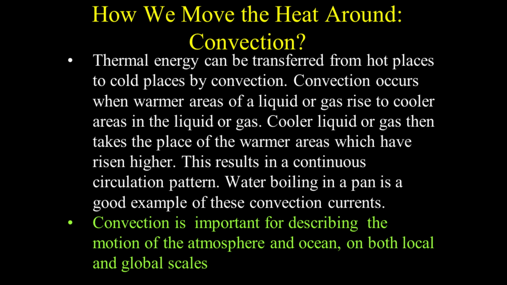Let's talk about another way of moving heat around, which is through convection. Thermal energy can be transferred from hot places to cold places by convection. Convection occurs when warmer areas of a liquid or gas rise to cooler areas in liquid or gaseous form. The cooler liquid or gas then takes the place of the warmer areas, which have risen. This exchange results in a continuous circulation pattern known as convection. Water boiling in a pan is a good example of convection currents. Convection is important for describing the motion of the atmosphere and ocean on both local and global scales.